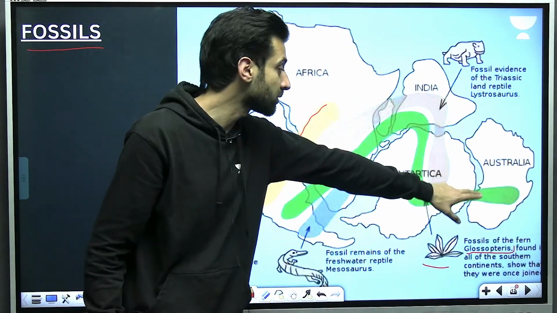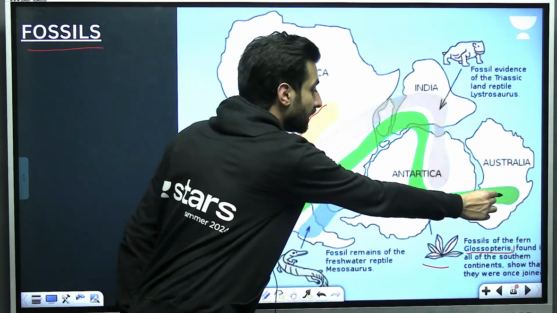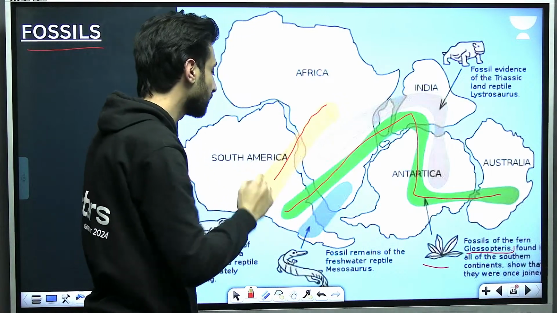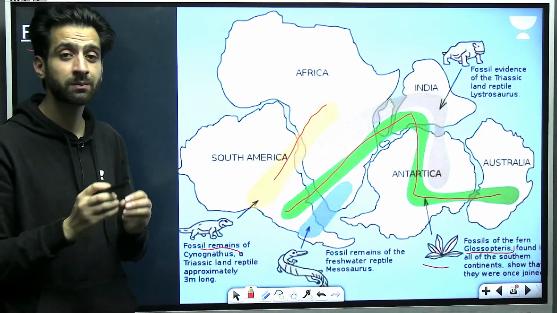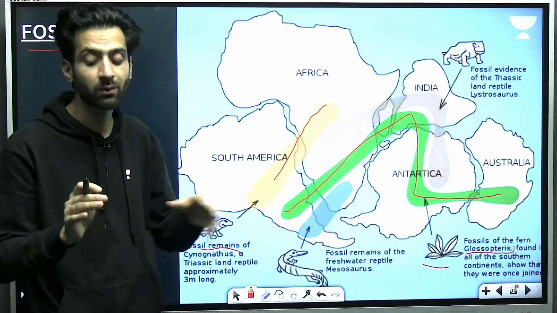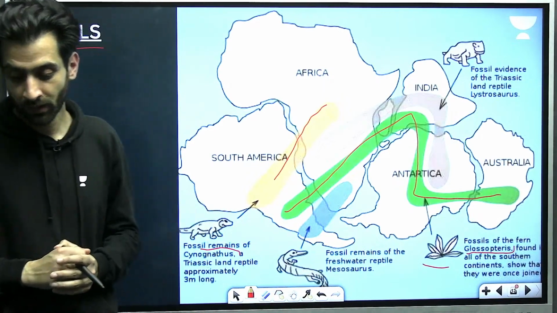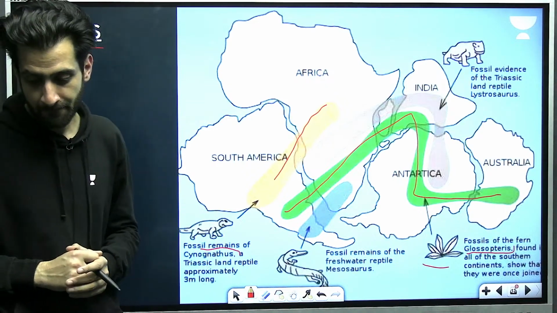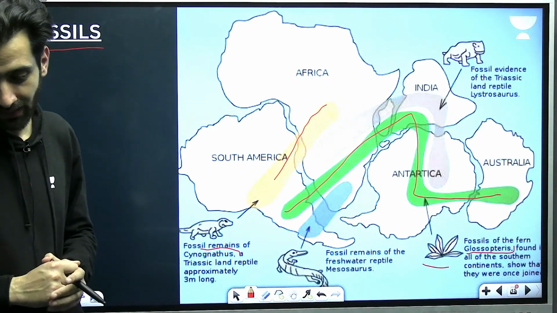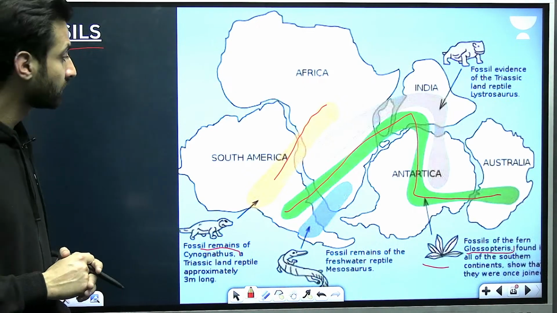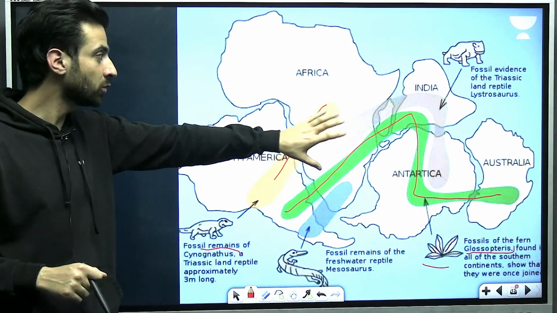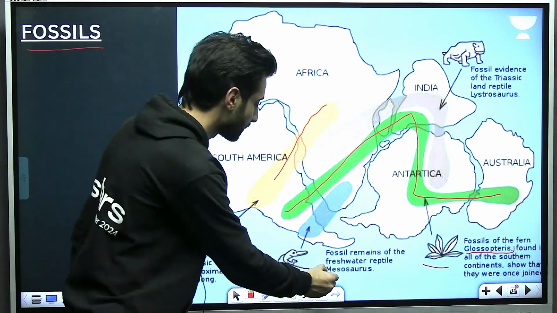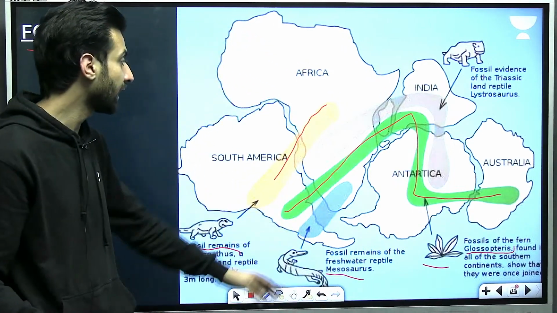Its fossil is present in Australia. You can see the green line in Australia, Antarctica, and then it will be in India, Africa and South America. So that is why there was a prediction that these continents were together once upon a time. If you have any doubt up until now, you can ask me. Anything? Any question? The colors shown here show where the fossils are found. There are a lot of animals like the Mesosaurus. It's found in South America and Africa.